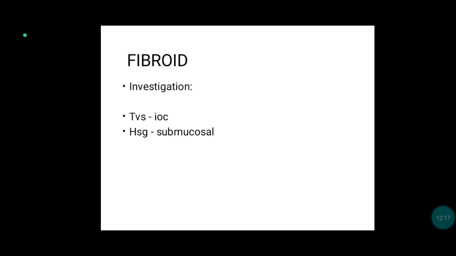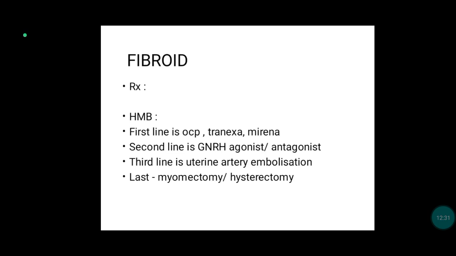On HSG, submucosal fibroid can be picked up. In HSG, the submucosal fibroid will present as a smooth filling defect close to the boundary of the wall. And the differential diagnosis of fibroid will be polyp and adenomyosis.